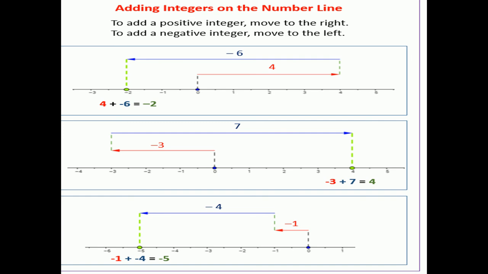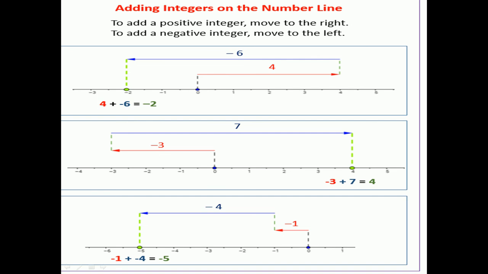Next is adding integers on the number line. Now we have to do operations on integers. There are 4 operations in mathematics: addition, subtraction, multiplication and division. In 6th class we have to study addition and subtraction of integers. So first of all, addition of integers with the help of the number line. There are 2 rules. The first rule is, to add a positive integer, move to the right.